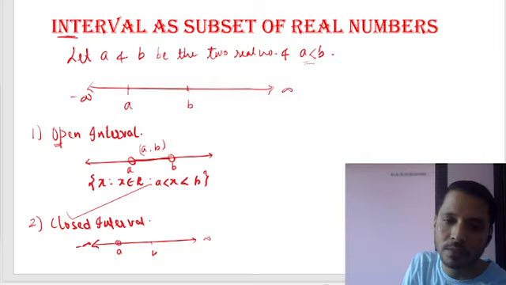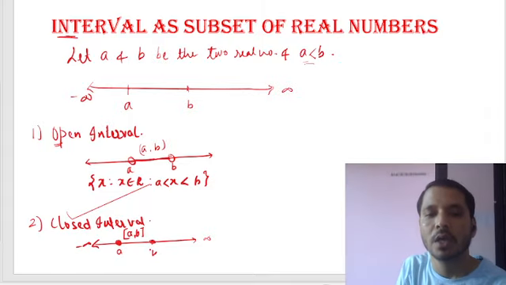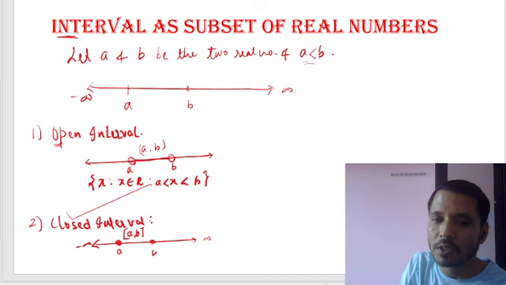Now this time we have to take the dark circle. Dark circle means the points A and B are also included. How are we writing it in interval form? In interval form we use the closed bracket. The closed bracket represents these points.